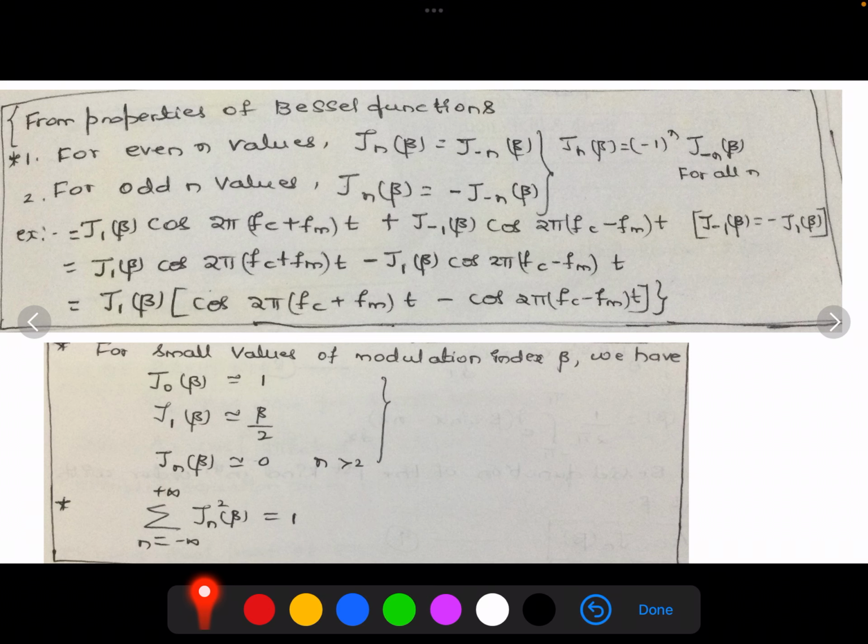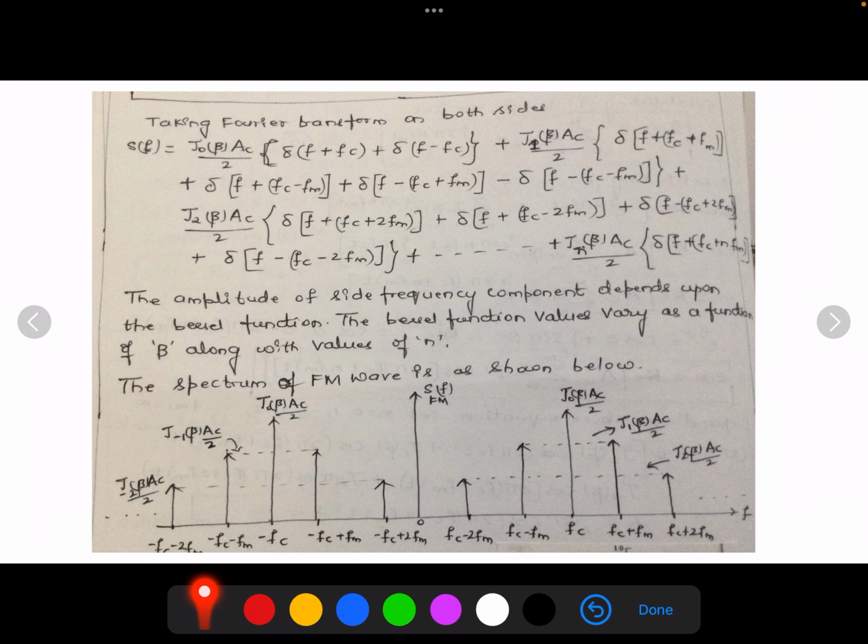Now from the properties of the Bessel's function, we know that for even n values, Jn of beta is equal to J minus n of beta, that is, minus 1 to the power of n times J minus n of beta. For odd values, Jn of beta is equal to minus J minus n of beta. Substituting this, J0 of beta is equal to 1, J1 of beta is equal to beta by 2, like this we can deduce it.